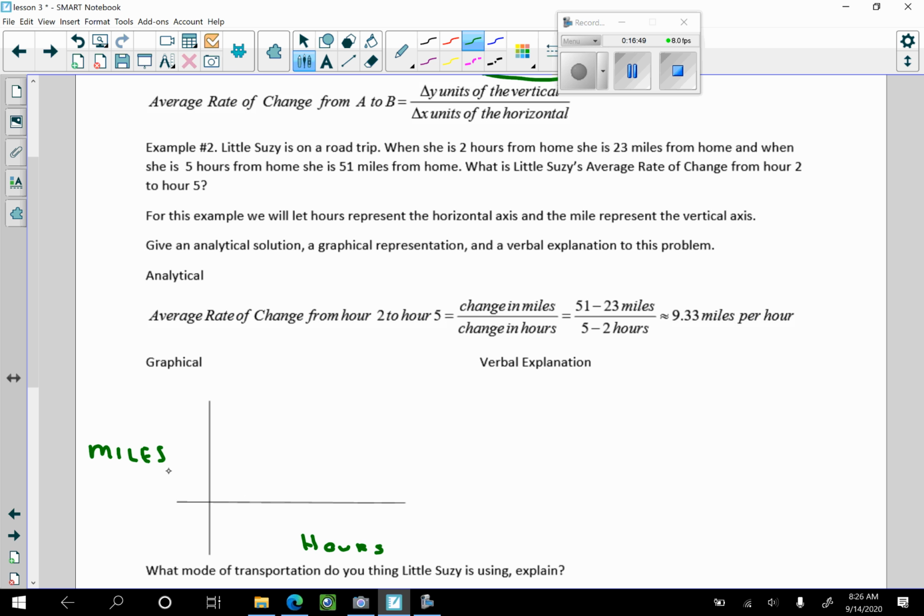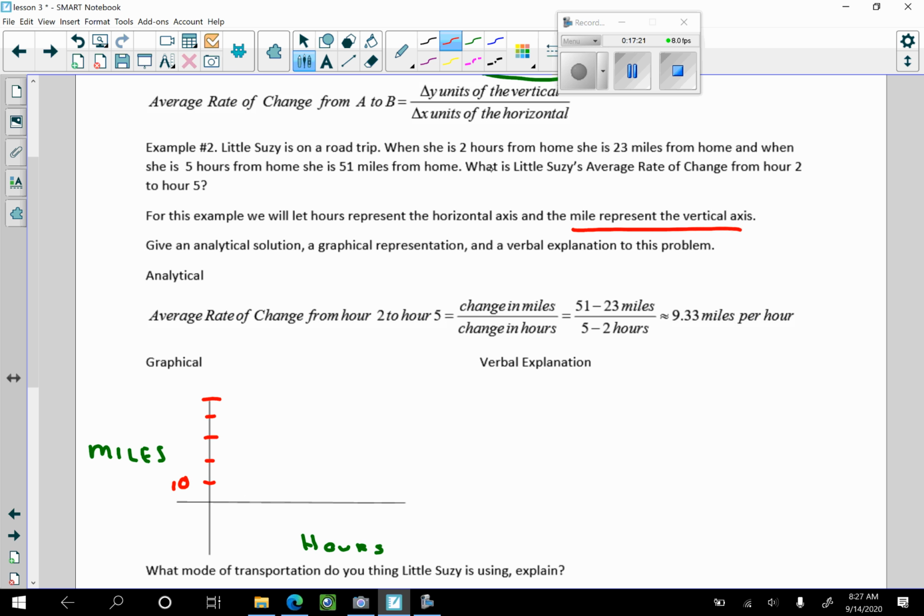Okay. When we look at 2 hours, she is 23 miles. And then we're going to go up to 50 miles at hour 5. We are going to scale now. Since we're going up to 50, we're going to go scales at 10: 10, 20, 30, 40, 50. Our scale here is going to be 10 miles. The vertical is going to be miles and the horizontal hours.